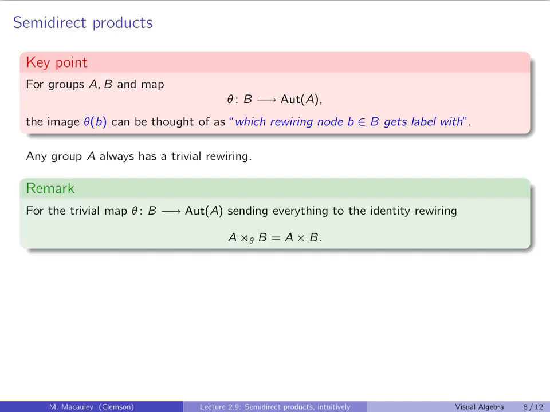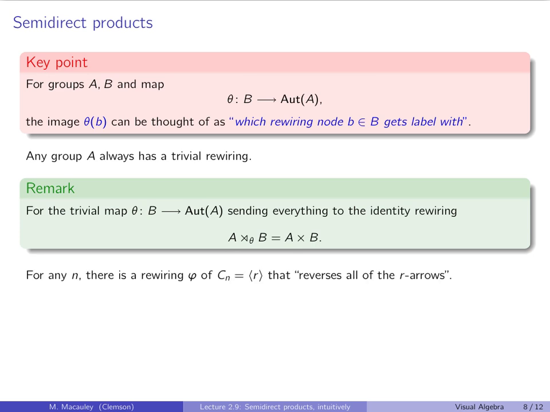As I said earlier, any group A always has a trivial rewiring where we just don't do anything to the edges. And if we define the map theta to send every element to that trivial rewiring, the semidirect product construction that we just saw constructs the direct product. It's actually just that inflation method that we saw in the beginning of this lecture.